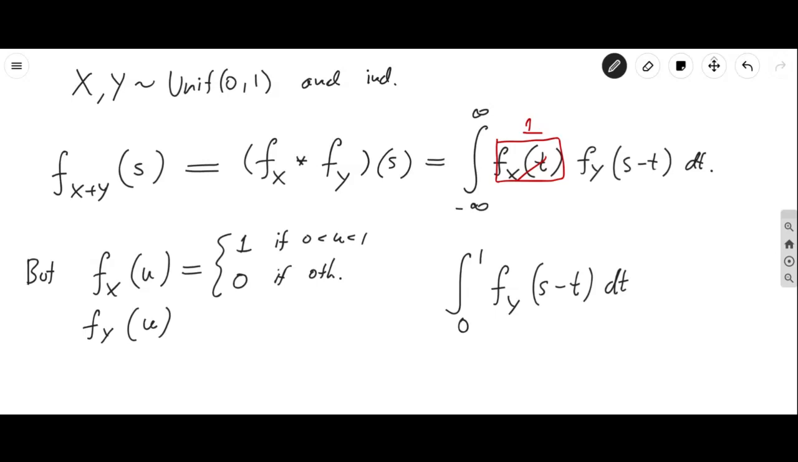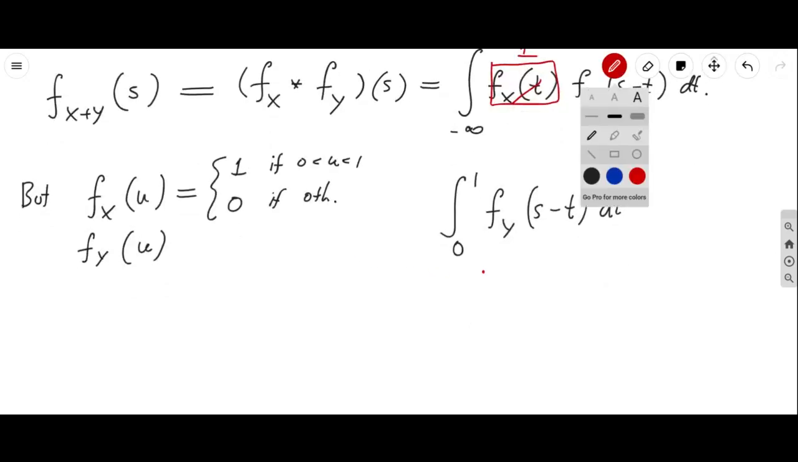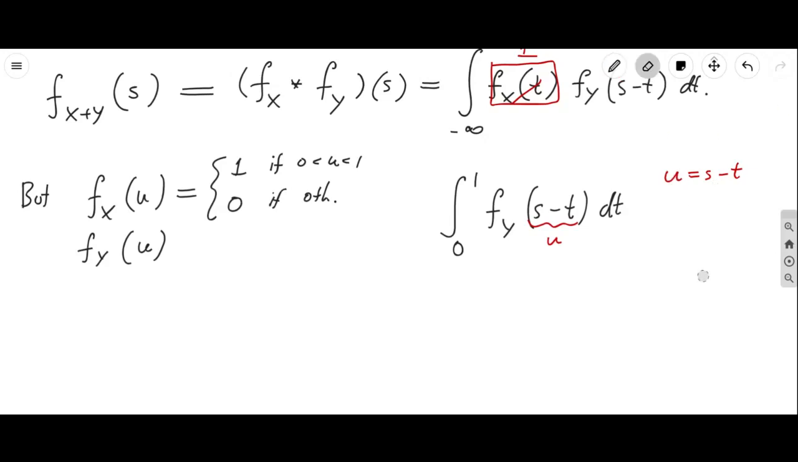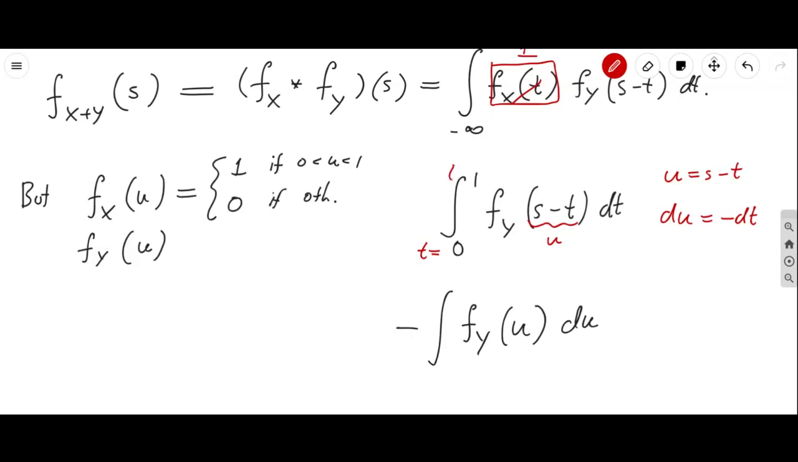Now it's going to be convenient to do a substitution. Let's call this u. u is s minus t. Keep in mind that s is fixed in the problem and we're integrating with respect to t. So that would mean that du is negative dt. S is treated as a constant. So this will become f_Y of u, and dt will become du with a negative sign. And now we have limits of integration. So t was 0, t was 1, and now we have limits on u after doing the change of variable. If t is equal to 0, then u is equal to s. And if t is 1, this would be s minus 1.